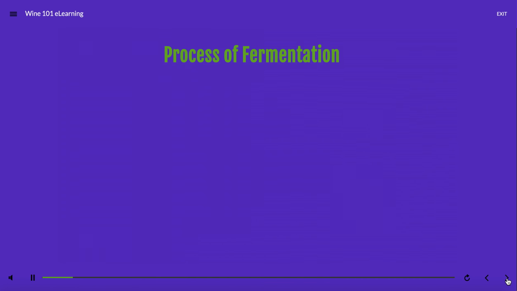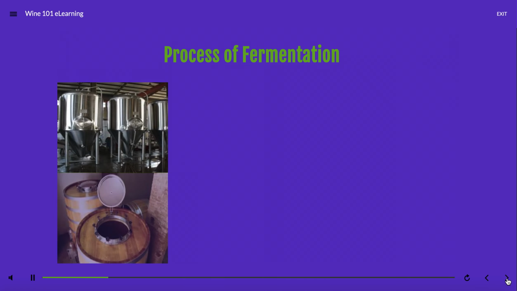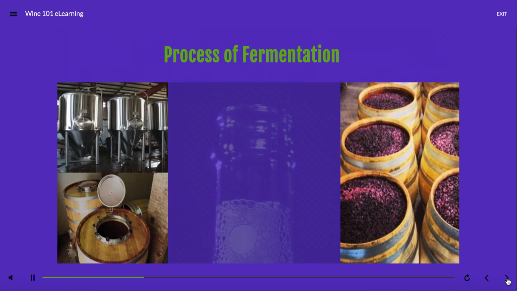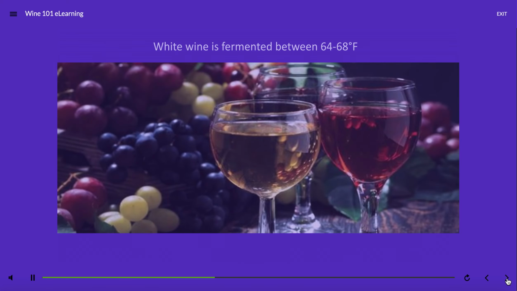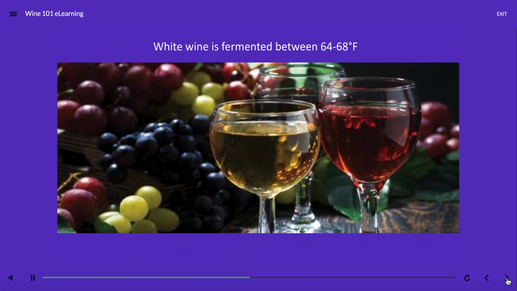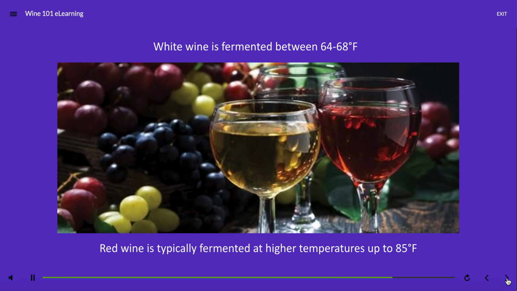Fermentation may be performed in stainless steel tanks, open wooden vats, inside wine barrels, or in the bottle itself, as in the production of many sparkling wines. Typically, white wine is fermented between 64 to 68 degrees Fahrenheit, though a winemaker may choose to use a higher temperature to bring out more complexity. Red wine is typically fermented at higher temperatures, up to 85 degrees Fahrenheit.